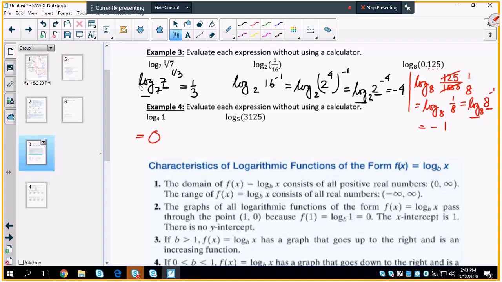The next one: write 3125 as a power of 5. So you will get log of 5 to the power 5. It will take you a couple of minutes, but I know 5 to the power 5 is 3125, so I can do it in seconds. But then see, exponential inside, log outside, both with respect to base 5. So they cancel, and I get the input, 5.